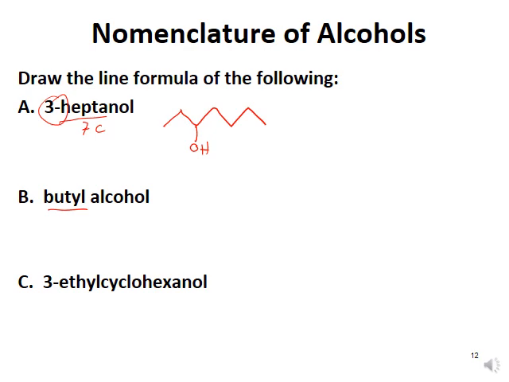Butyl alcohol. Butyl group is 4 carbons. So 1, 2, 3, 4. And there's nothing special, so the alcohol's off the last carbon, OH. That's it. Cyclohexanol is 1, 2, 3, 4, 5, 6 with an OH anywhere you want it. That's carbon 1. 3-ethyl means 1, 2 off the ethyl. Man, that's not bad. You can do that. I know you can do that. Let's keep going.